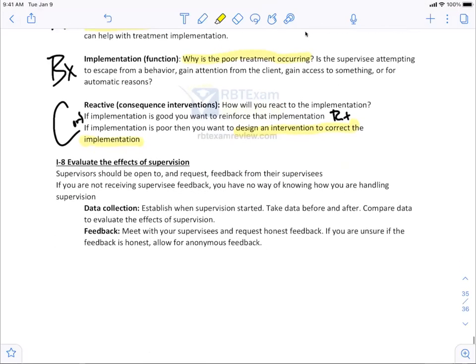I8, evaluate the effects of supervision. Supervisors should be open to and request feedback from their supervisees. If you are not receiving supervisory feedback, you have no way of knowing how you're handling supervision. You should ask for feedback, especially as a new analyst. You're going to develop a lot of skills over the next year or two, and also a lot of bad habits. You're not going to know what you're doing wrong and right unless you ask. So always be open to feedback. Always, always, always. Okay. And then establish when supervision started, take data, compare data to evaluate the effects of your supervision. So were you a good teacher? Did you have no effect? You're not going to know unless you take data.